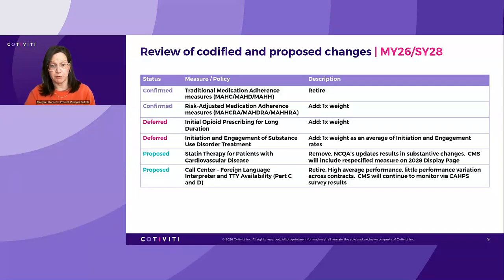CMS is also proposing to remove call center TTY measures, citing high average performance and little variation in rates across contracts. I don't think anyone is surprised to see these measures on the chopping block. They've been a real source of pain for CMS in the last several years. There've been several lawsuits around them and just an all-around thorn in CMS's side. I will be celebrating those measures' retirement.